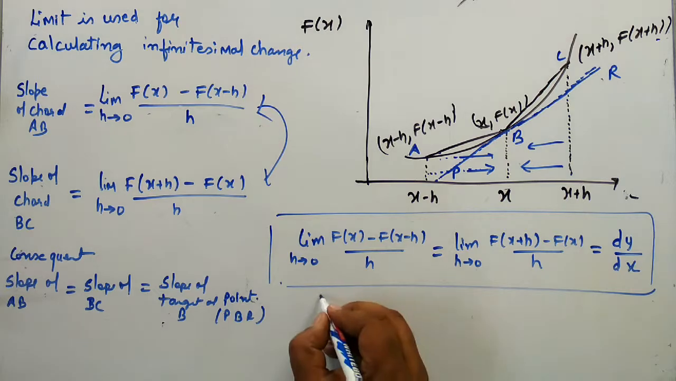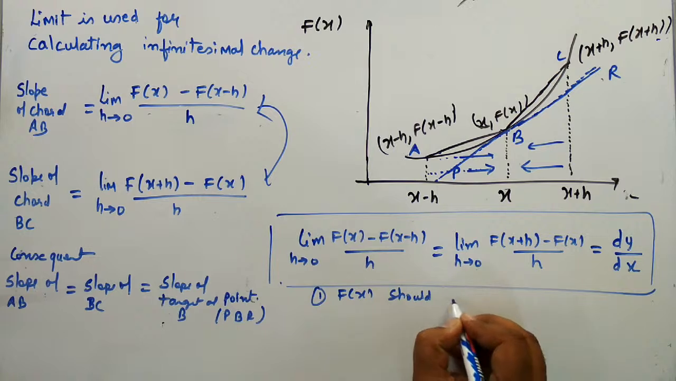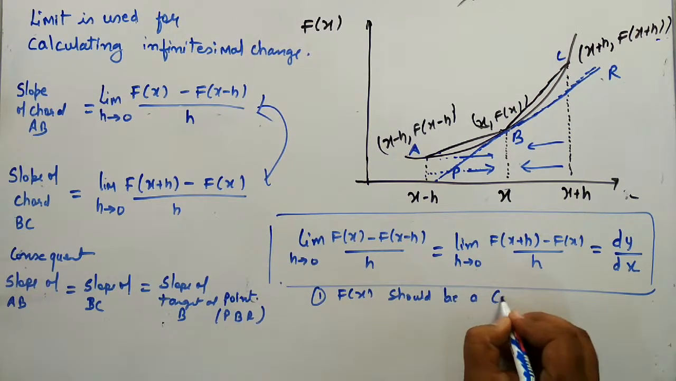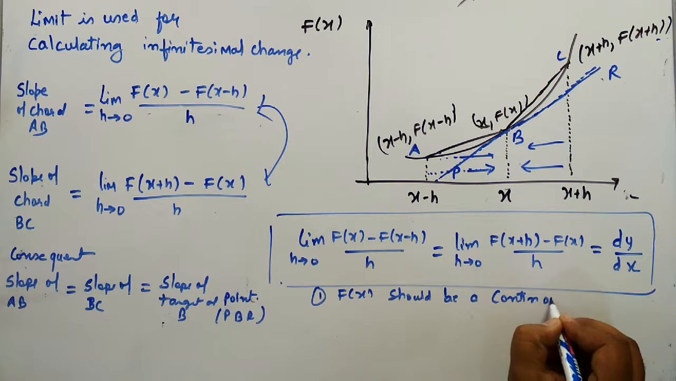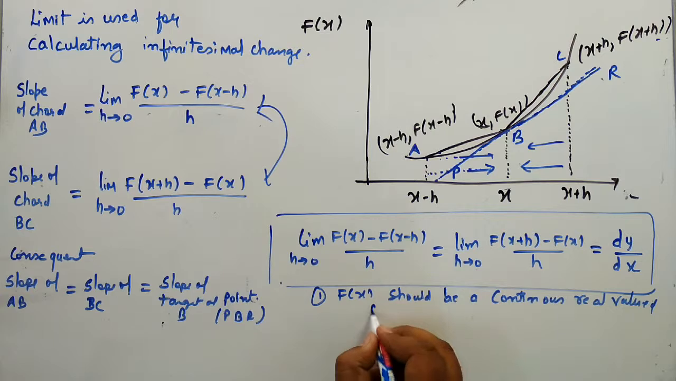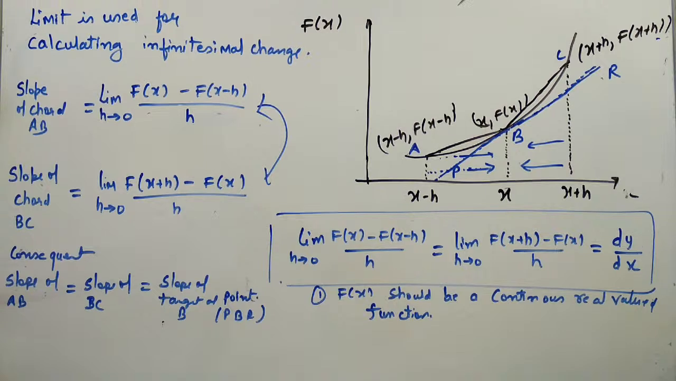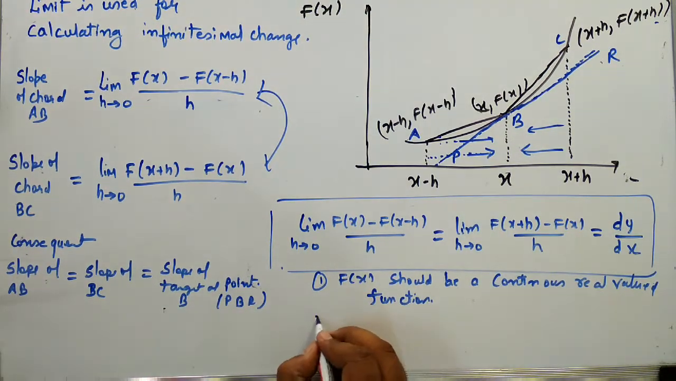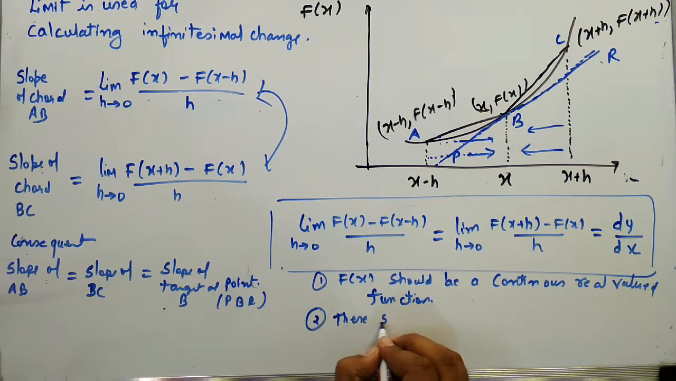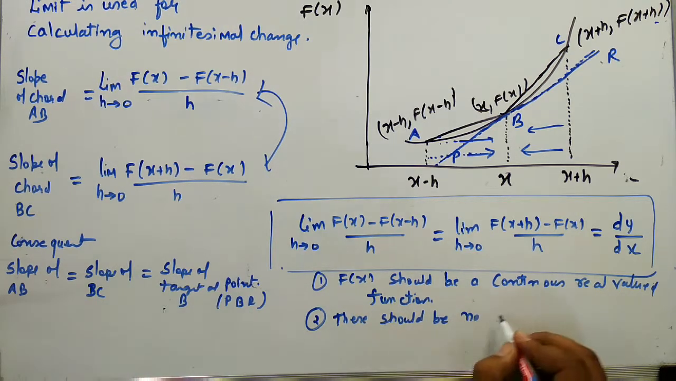First is f(x) should be a continuous real valued function. First of all. Second, there should be no sharp edges.